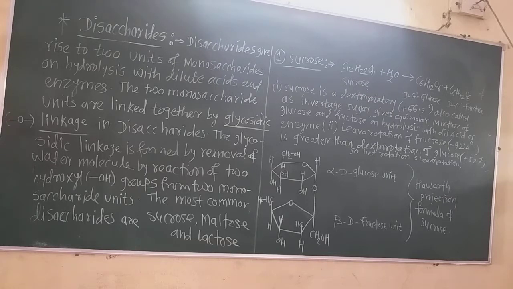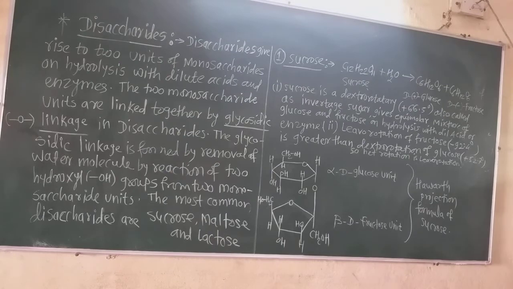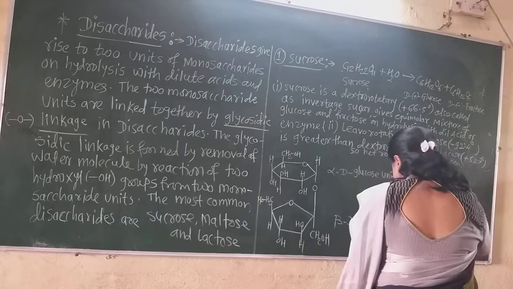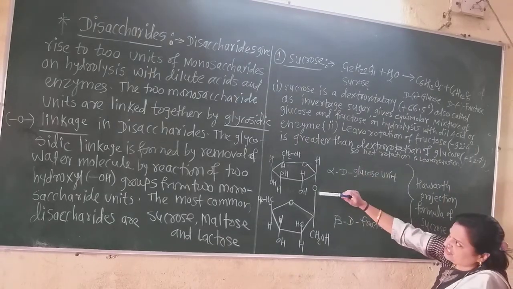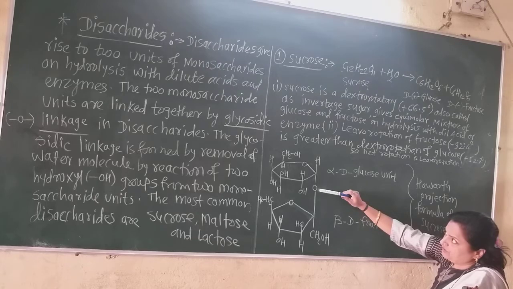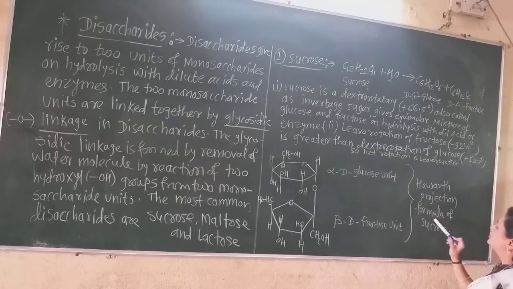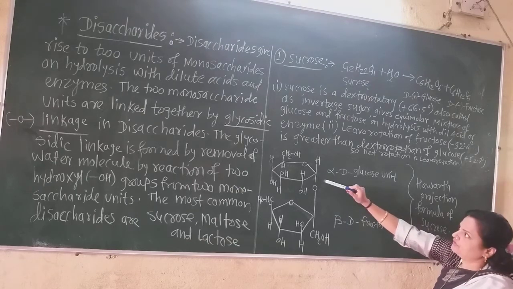Now these disaccharides, that is sucrose, maltose, lactose, etc., are ones in which the monosaccharide units are joined by a glycosidic linkage. Glycosidic linkage means 2 monosaccharide units are joined with each other through an oxygen atom. Now suppose this is the Haworth projection formula of sucrose.